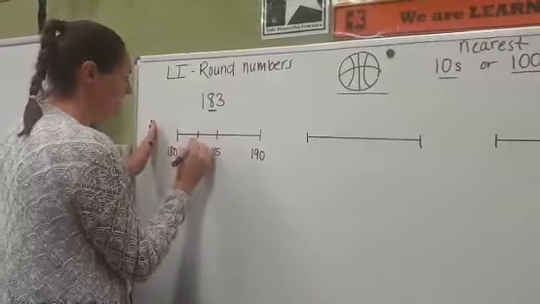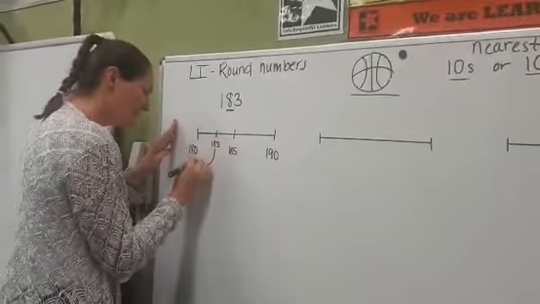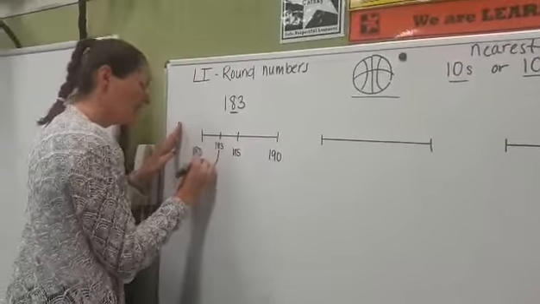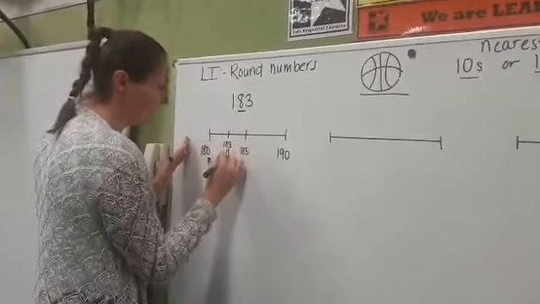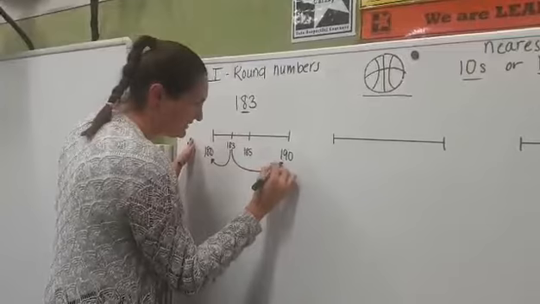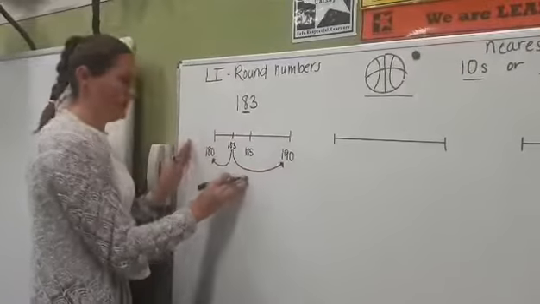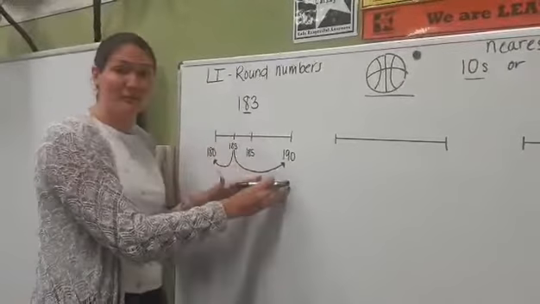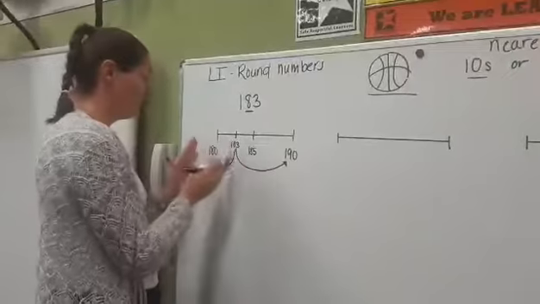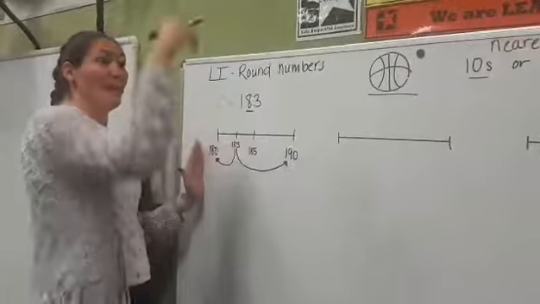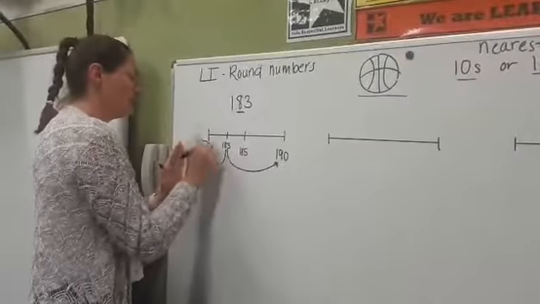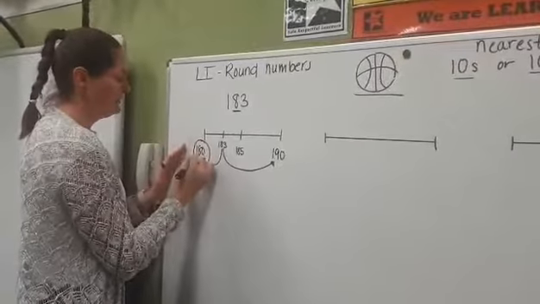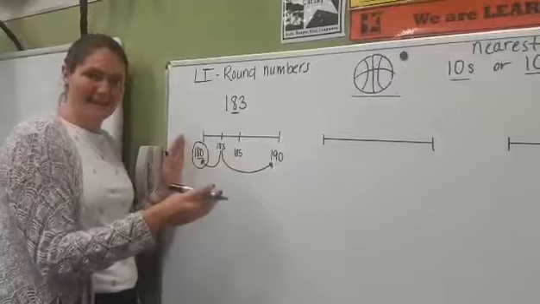This is 183. Then I ask myself, is that closer to 180 or closer to 190? I can visually see that my arrow is much further away from 190 than it is from 180. So I need to round down. That basketball needs a 0, so it's rounded to the nearest 10 is 18 tens, 180.